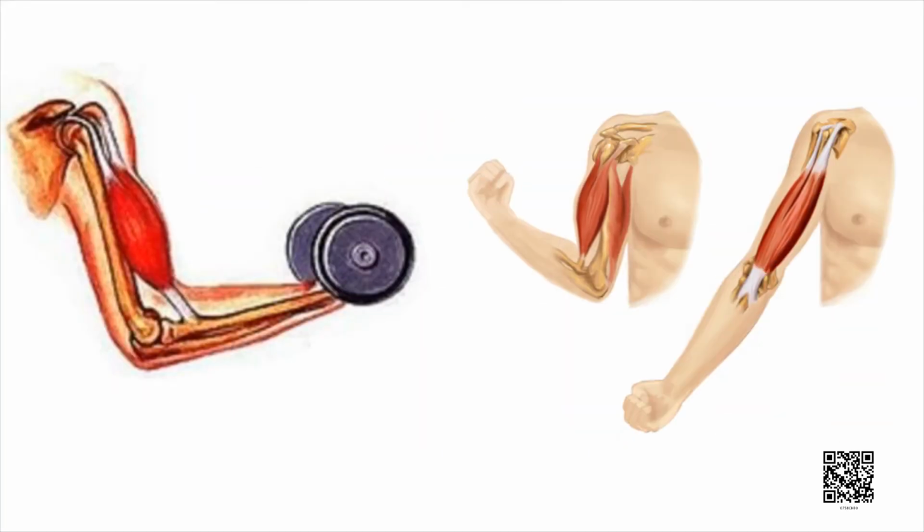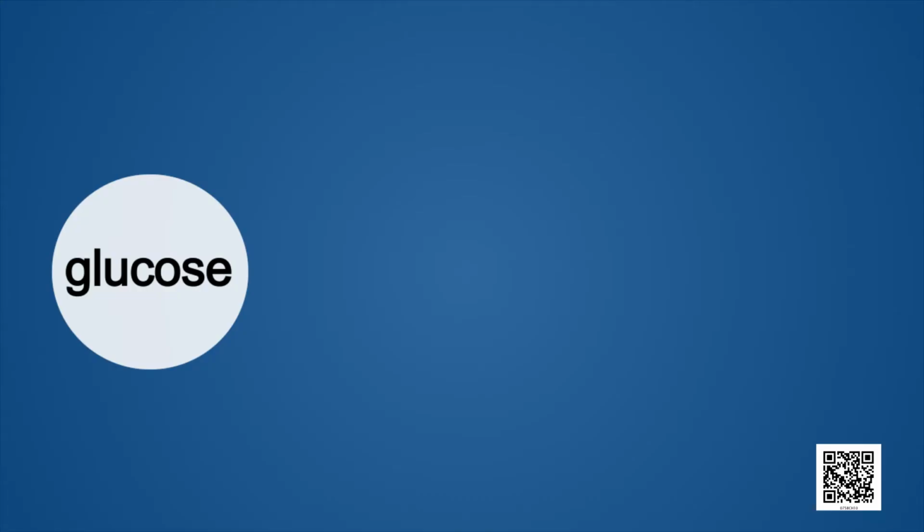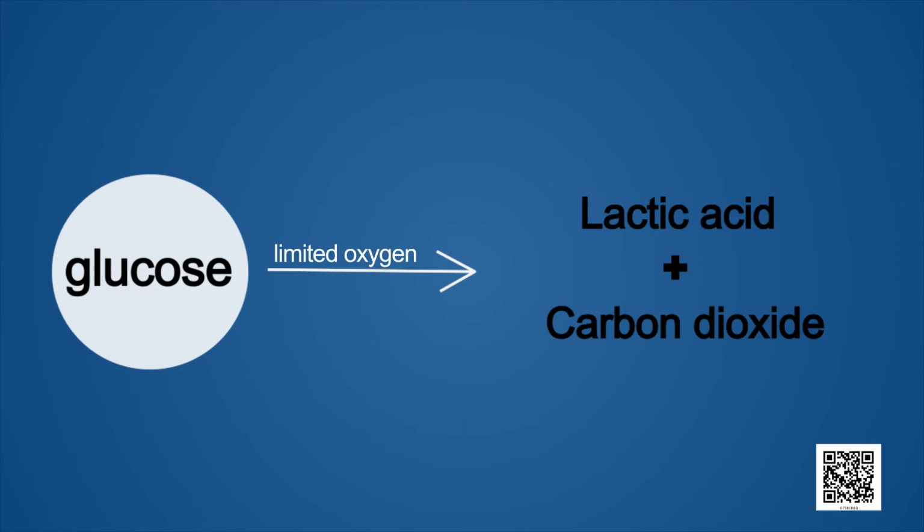Have you ever wondered why you get muscle cramps after heavy exercise? The cramps occur when muscle cells respire anaerobically. During this process, the partial breakdown of glucose produces lactic acid. The accumulation of this lactic acid causes muscle cramps.